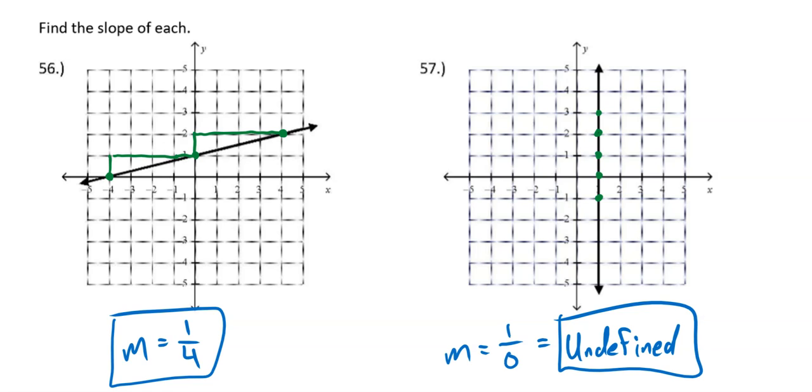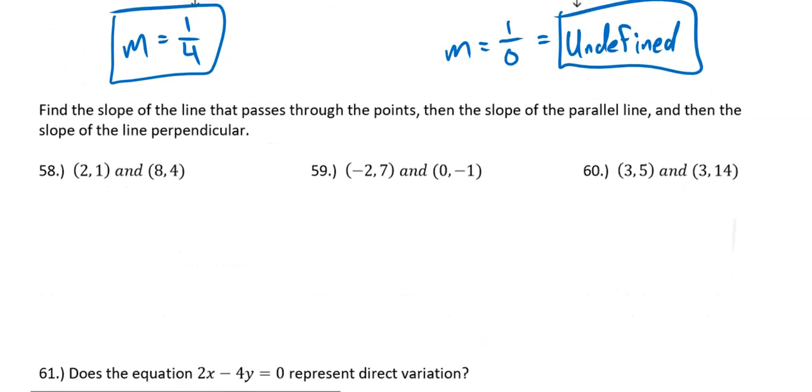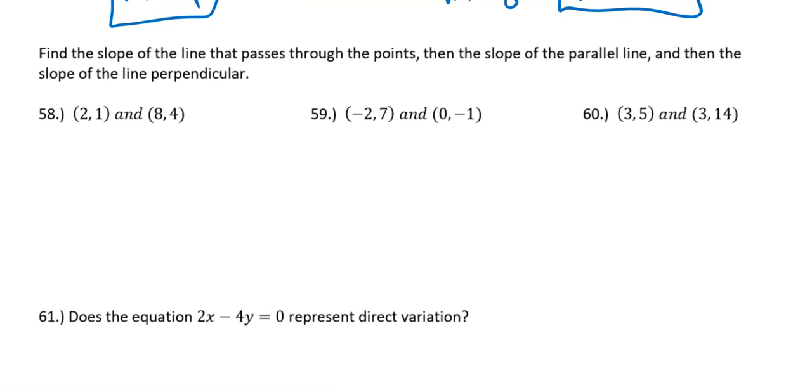Okay? And so think about that in terms of, is the thing increasing as you go left to right, or is it decreasing as you go left to right? That'll help you with the positives versus negatives. Okay? If we look at these guys, it says find the slope of the line that passes through the points, then find the slope of the parallel line, then the slope of the perpendicular line.